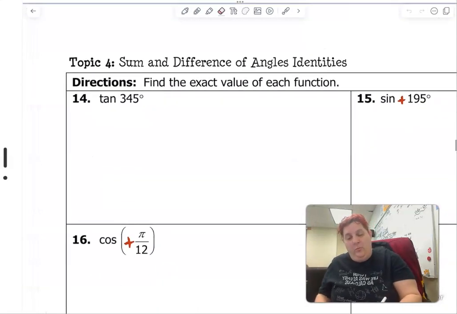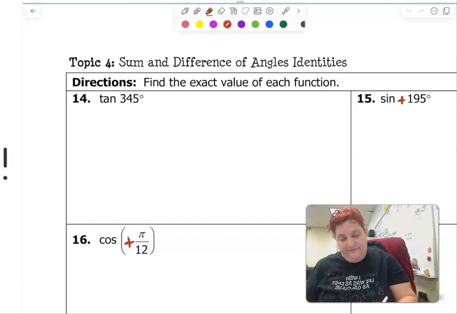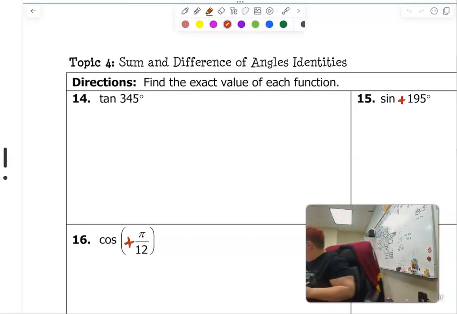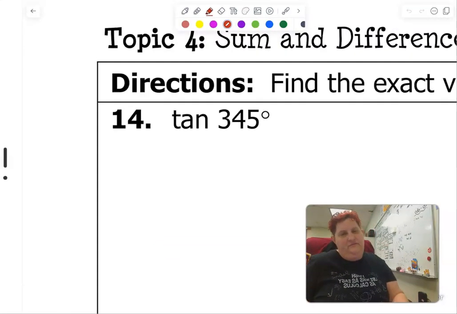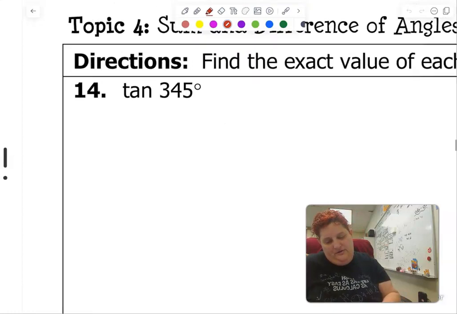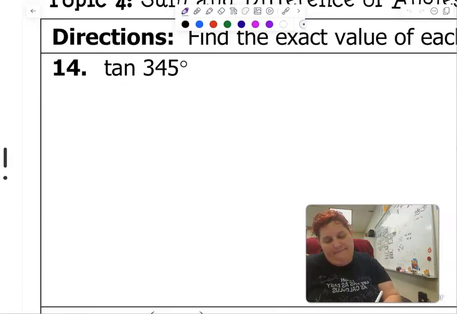Okay, now, when you guys see, let me look on the test if it's going to be labeled. I think it might be, but let's take a look. Okay, it's just going to say, like, find the exact value of and give you one of these. Alright, so you got to know that this is sum or difference. Okay, let's start with 345.